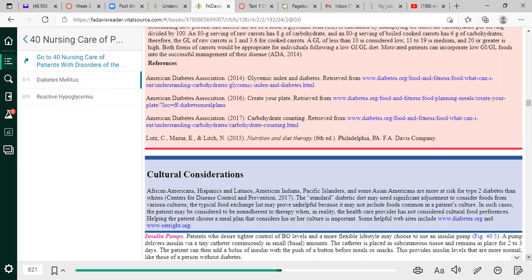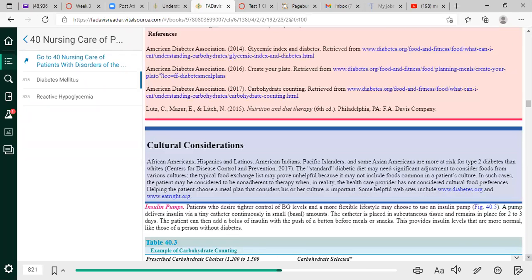And it just tells you cultural considerations. African Americans, Hispanics and Latinos, American Indians, Pacific Islanders, and Asian Americans are more at risk for type 2 diabetes than whites.